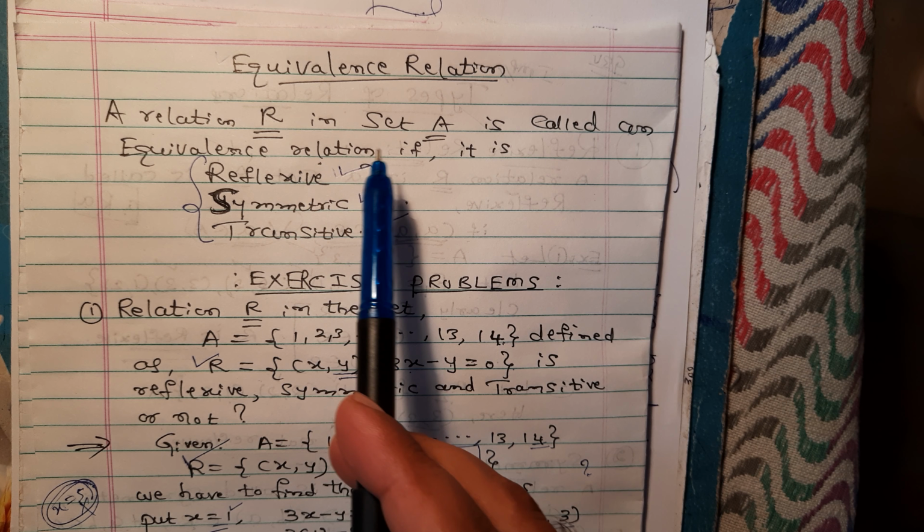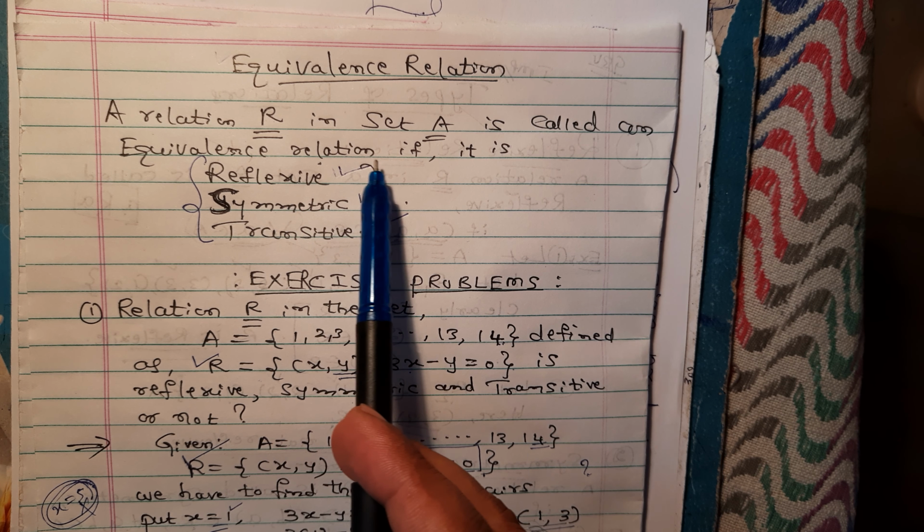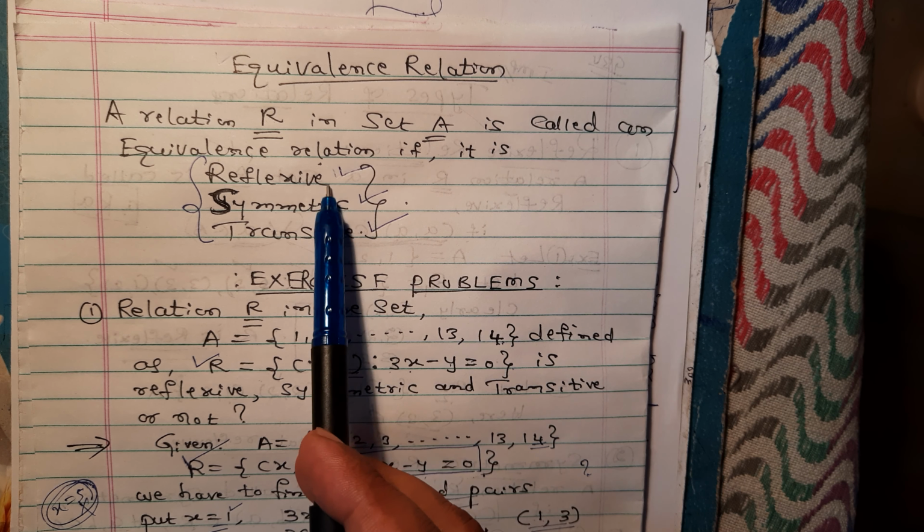See here, a relation R defined on the set A is called an equivalence relation if it is reflexive, symmetric and transitive. So it should satisfy all the three. Then only that relation is called an equivalence relation. If one of these properties fails, then it is not an equivalence relation. So let us understand this by one simple example here.